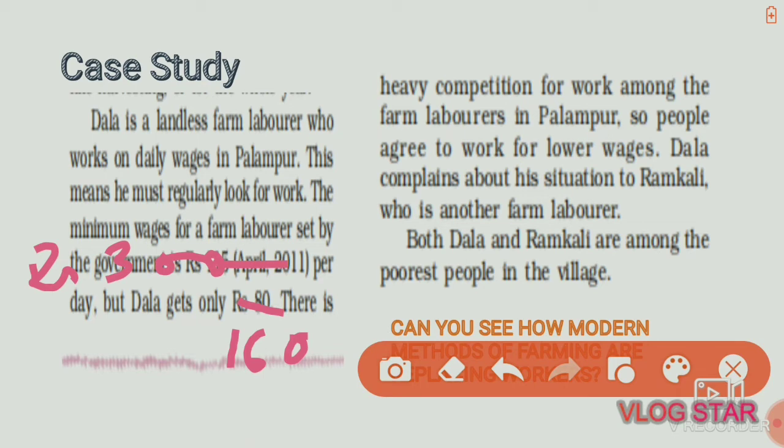Dala complains about this situation to Ramkali, who is another farm laborer. Both Dala and Ramkali are among the poorest people in the village. So in this it says that, as you can see, there are 150 families who are not having land, and there are 240 families, they are small farmers. So each and every person wants to work.